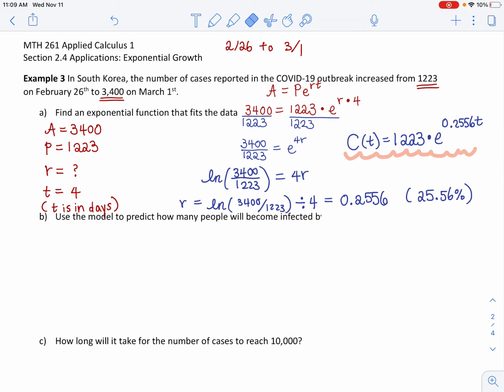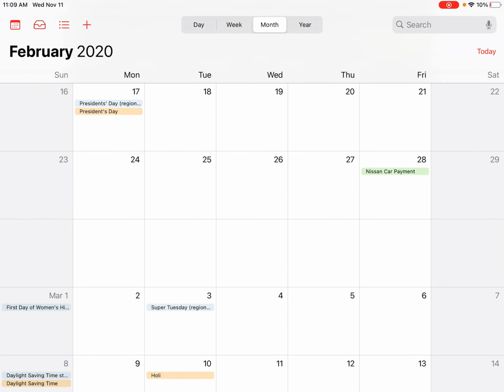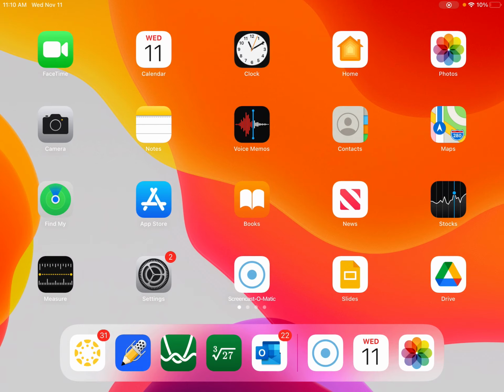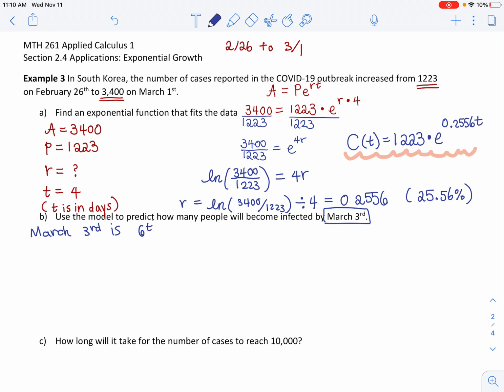All right, let's see. Use the model to predict how many people will become infected by March 3rd. Okay, March 3rd is, all right, look at me what I'm doing. I'm going back to my calendar. 1, 2, 3, 4, 5, 6. That was a superset Tuesday, huh? But that's 6 days after our first report. So it's the 6th day from February 26th. February 26th is the base day that I'm using.